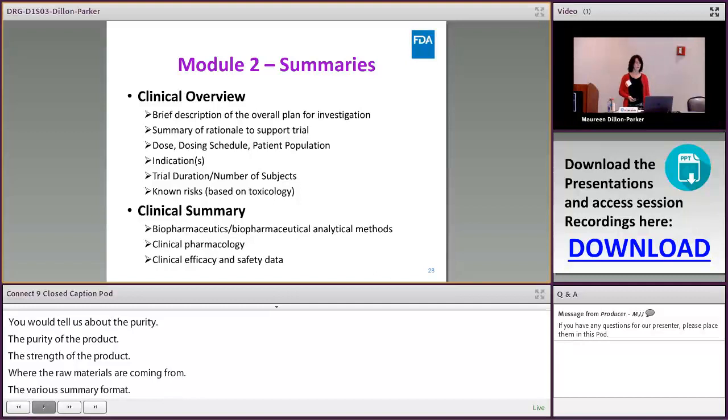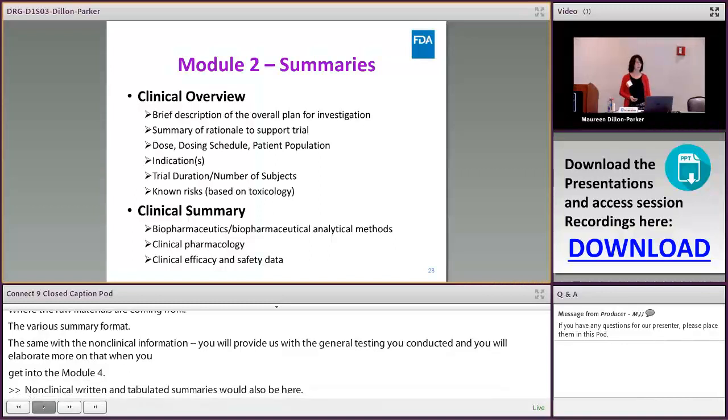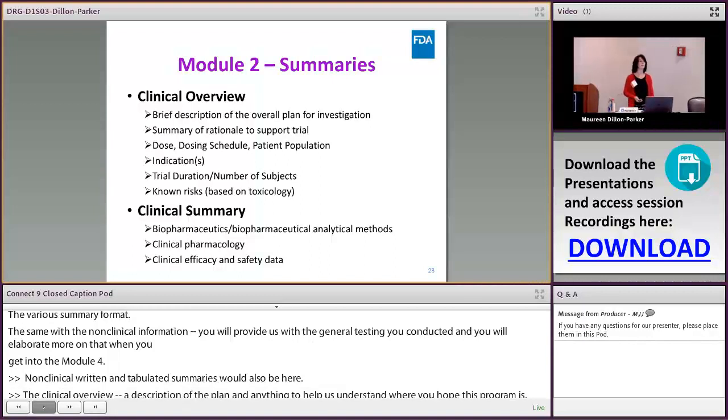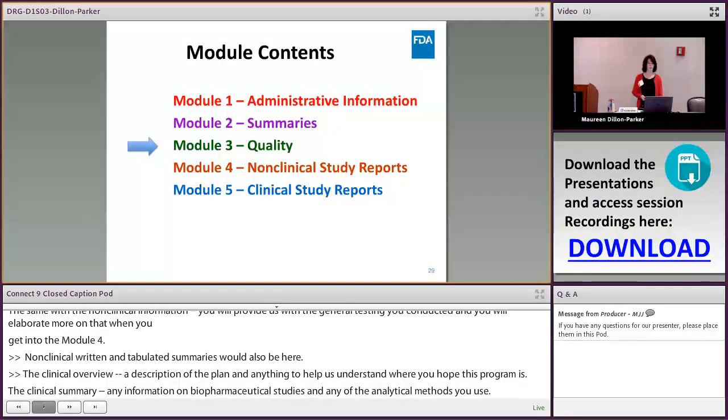Clinical overview, again, description of your plan, anything that's going to help us understand where you hope your development program will go. Your clinical summary, any information that you have on biopharmaceutics studies, any of the analytical methods that you use, clinical pharmacology data. And if you do have it, efficacy and safety information, which I've mentioned already.